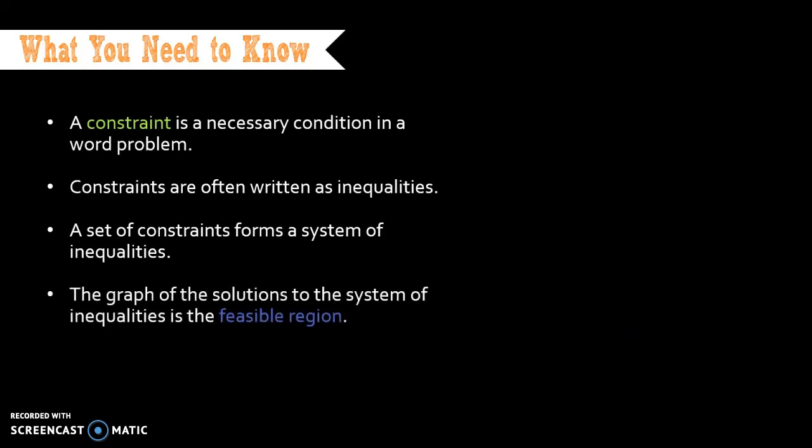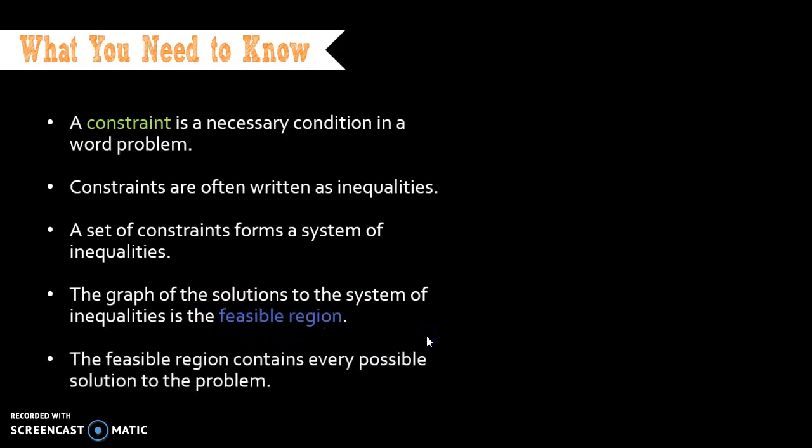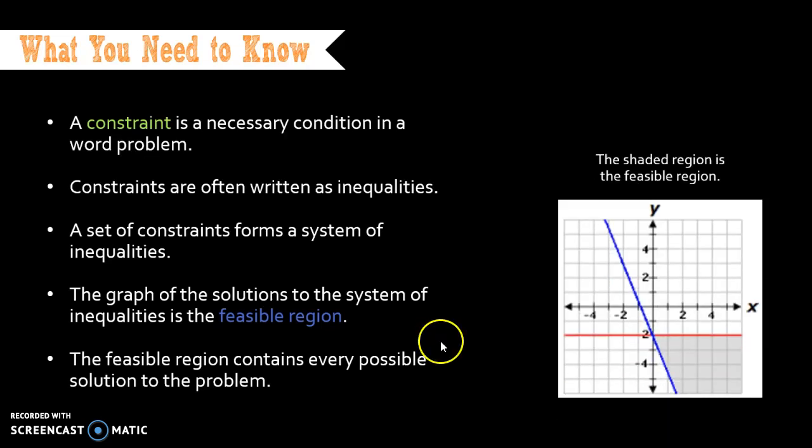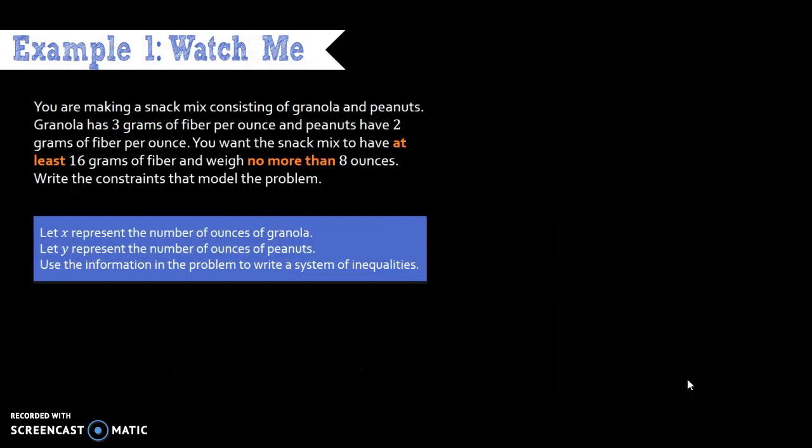The graph of your solutions to the system of inequalities is something called the feasible region. And if you know what the word feasible means, it means possible. So we're shading the possible solutions to the word problem. The feasible region contains every possible solution to the problem. So in this example, on my graph, I have this gray shaded region. That shaded region is called the feasible region. Let's take a look at an example.